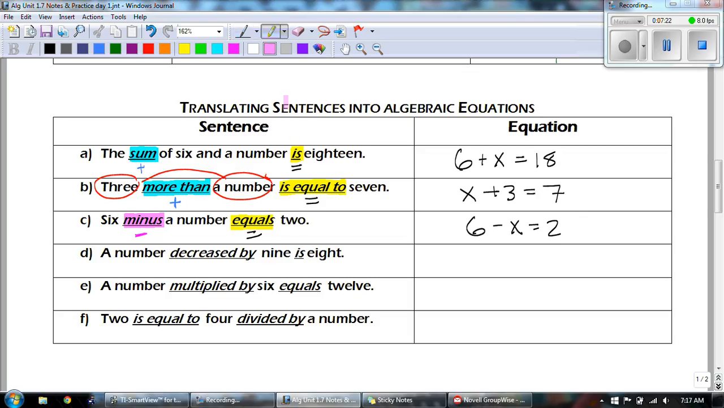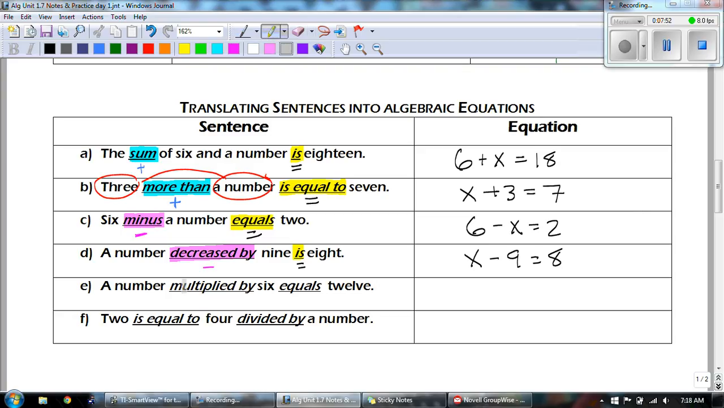Okay, a number decreased by 9 is 8. So decreased is subtraction, is our equal sign. So a number decreased by 9 is 8. Okay.